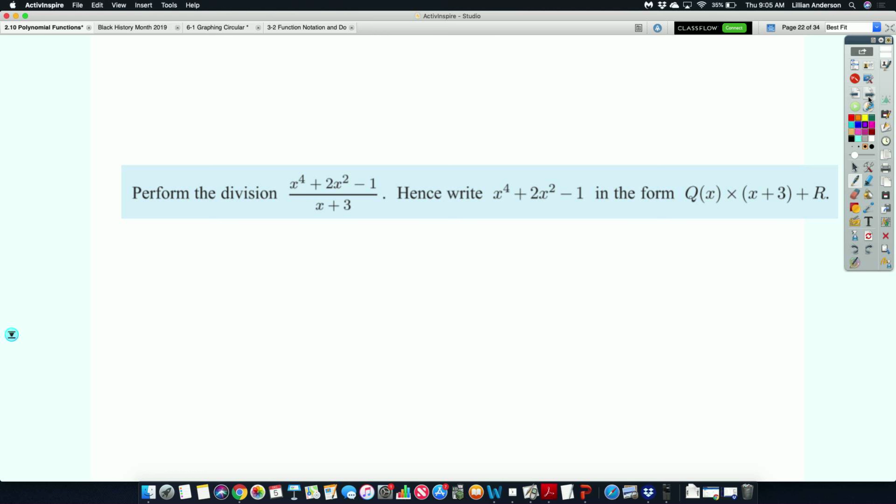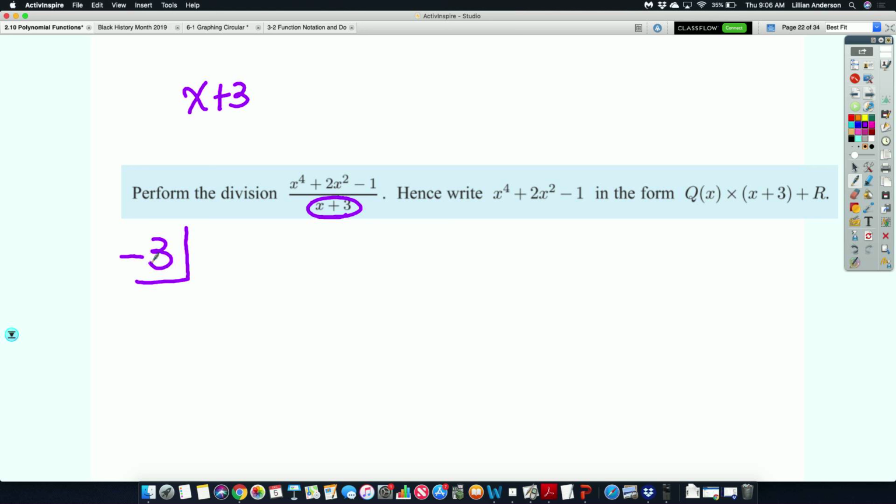Remember synthetic division? That's when you have the backwards L. What went in the backwards L? The root, so -3. Technically, it's saying that x plus 3 is a factor, and so you would solve that to get -3 there.